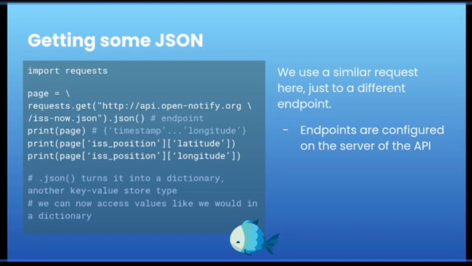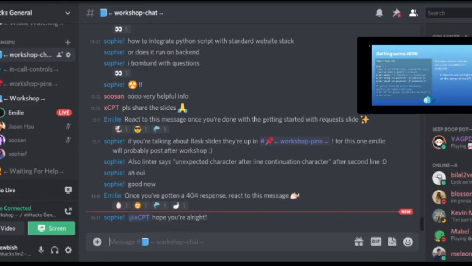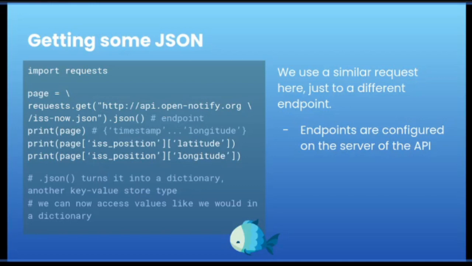So .json turns all this response information into a Python dictionary, which is just another key value store type. And now we can access values like we would in a dictionary.